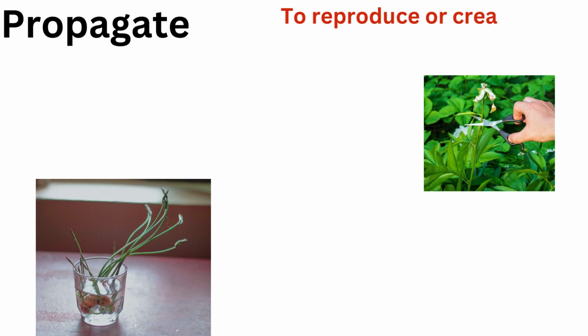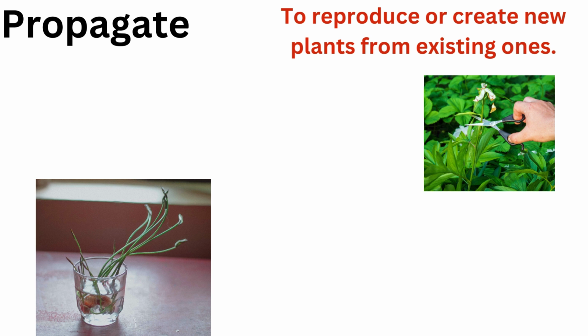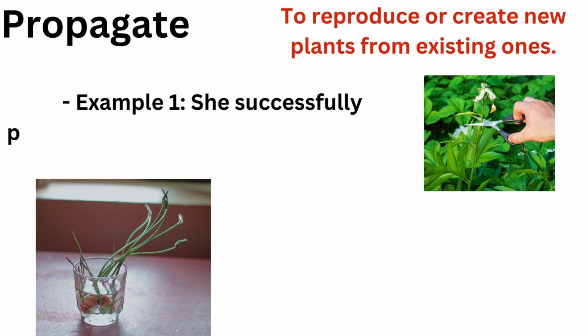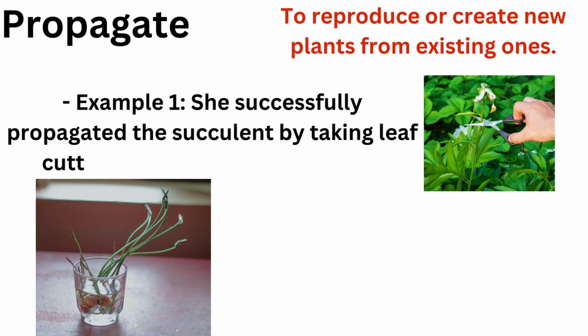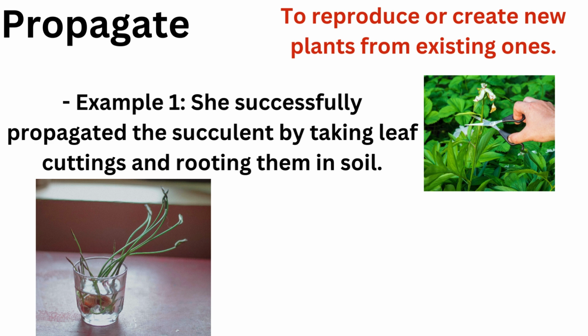Propagate. To reproduce or create new plants from existing ones. She successfully propagated the succulent by taking leaf cuttings and rooting them in soil.